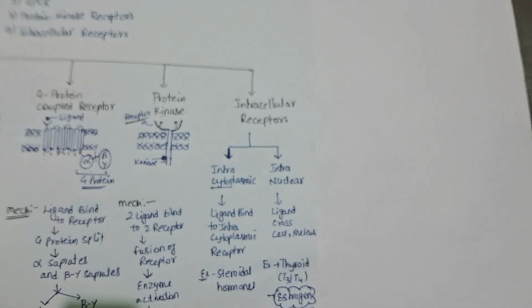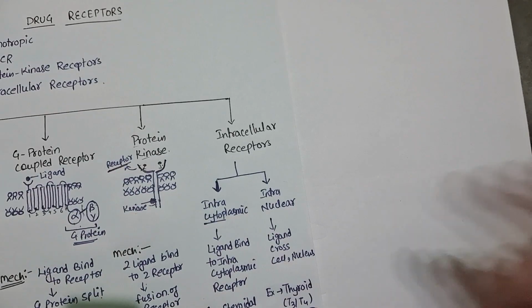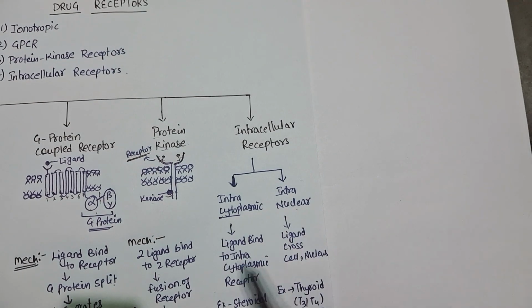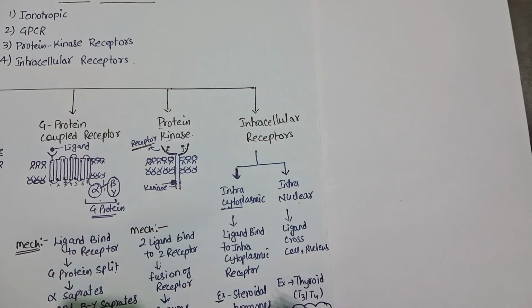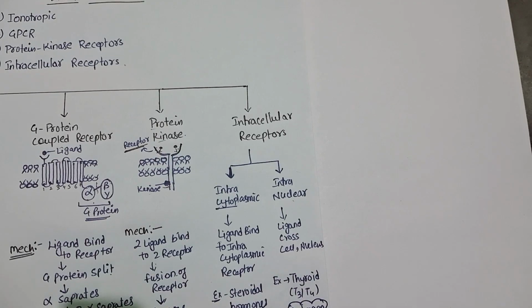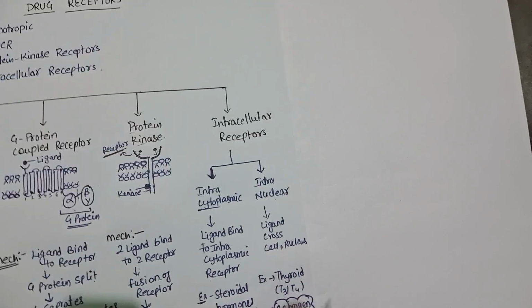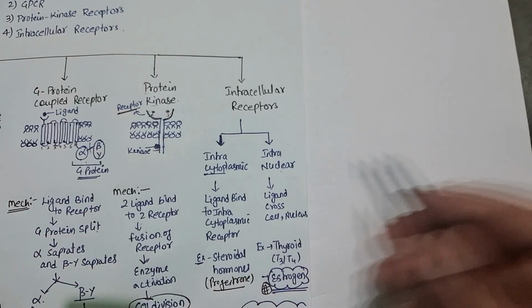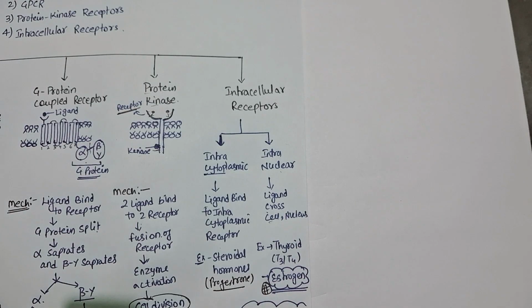Now our last receptor, the intracellular receptor. There are two types of intracellular receptor: intracytoplasmic and intranuclear. In intracytoplasmic, as the name suggests, the ligand will bind to the intracytoplasmic receptor. The most favorite examples are steroidal hormones like progesterone. But look here, I have written progesterone, but estrogen is not here. Estrogen is in the intranuclear area. You should remember estrogen acts through intranuclear receptors, crossing the cell membrane and the nuclear membrane both, and acting directly inside the nucleus.